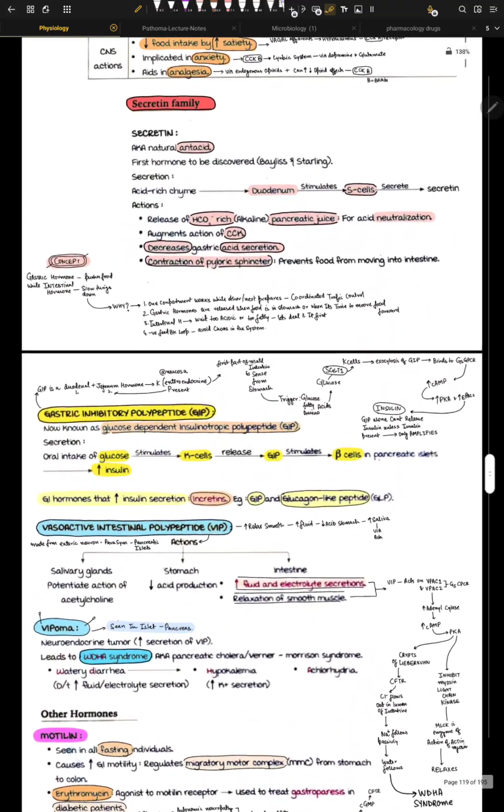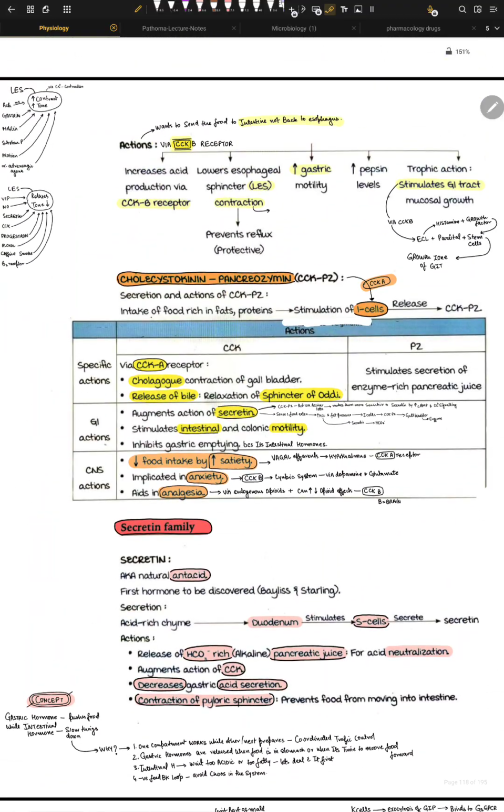So okay, let's go back to our cholecystokinin, pancreozymin. It's a cholagogue, which means it increases the contraction of the gallbladder. It releases bile, right? It relaxes the sphincter of Oddi. Okay, important: GI action, which means gastric action, of course. It augments the action of secretin, which means it increases the action of secretin.